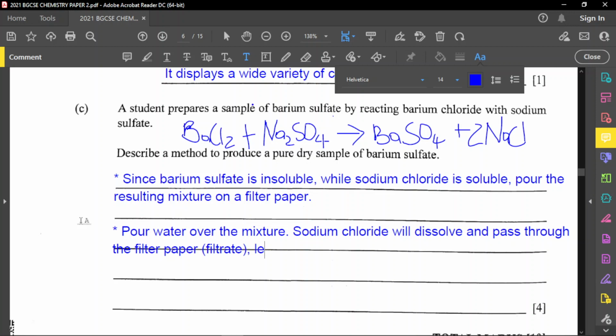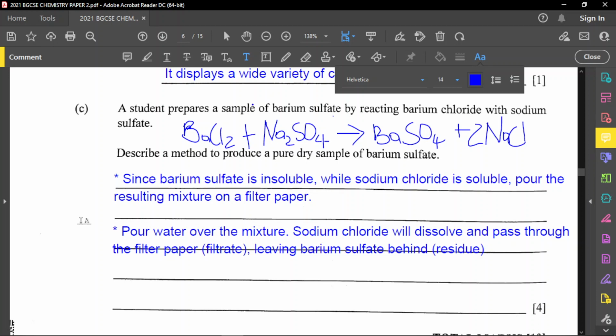Filtrate, leaving barium sulfate behind. So leaving barium sulfate behind, it will be what they call now the residue, right? So it is the residue.